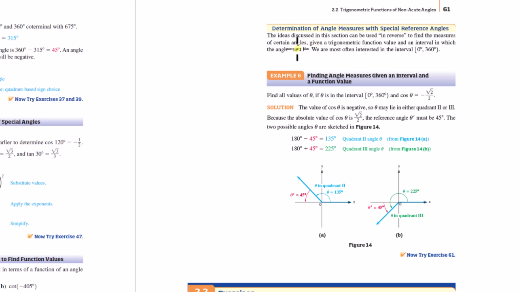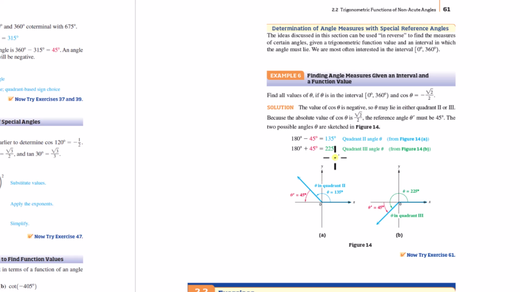So it says here, if we have a trigonometric function value in an interval in which the angle must lie, how can we determine the angle? Let's look at this example. If we have cosine of theta is equal to minus root 2 over 2, and the question is, what value of theta corresponds to this? Well, we're going to need to be given an interval, like theta is between 0 and 360. Why is that?